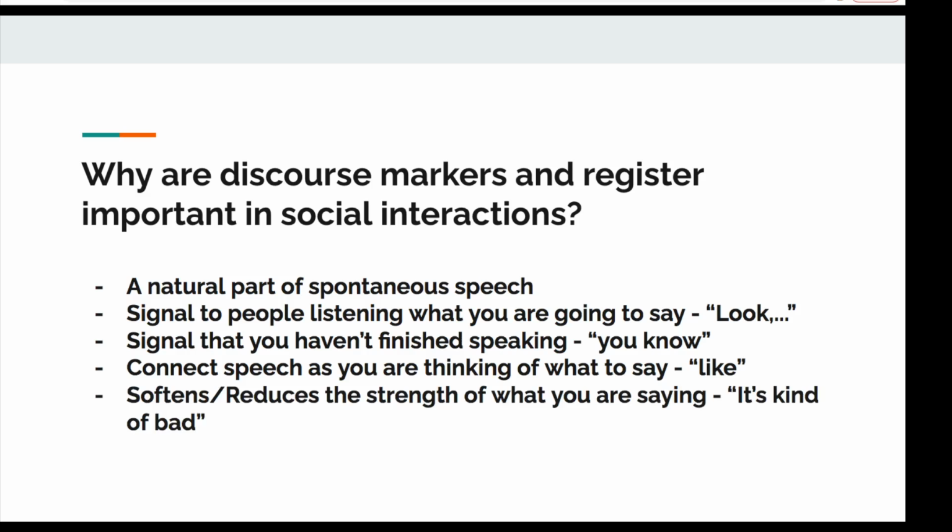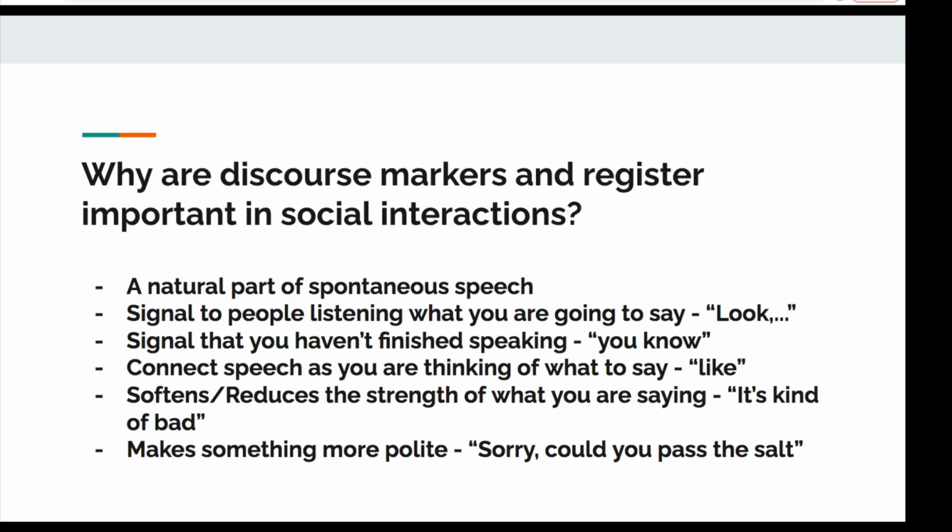It can soften, it can reduce the strength of what you are saying. So for example, "it's kind of bad." What you are saying is, it is bad. But what you say is, it's kind of bad. It's sort of bad. And it makes something more polite.